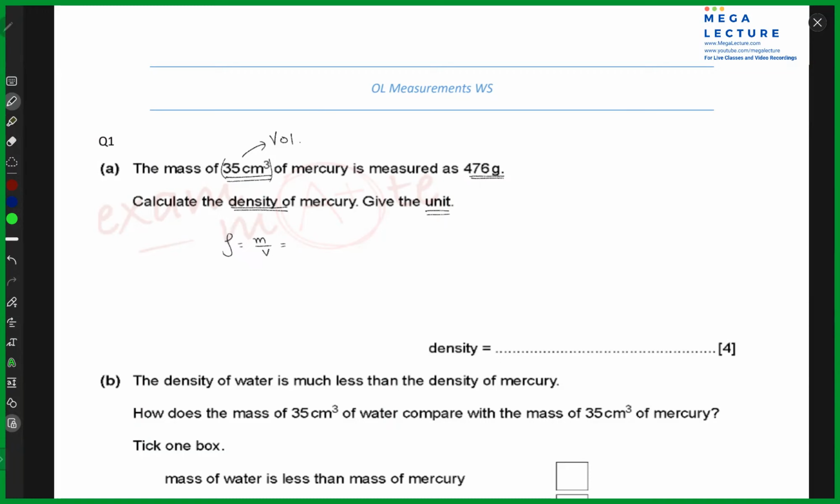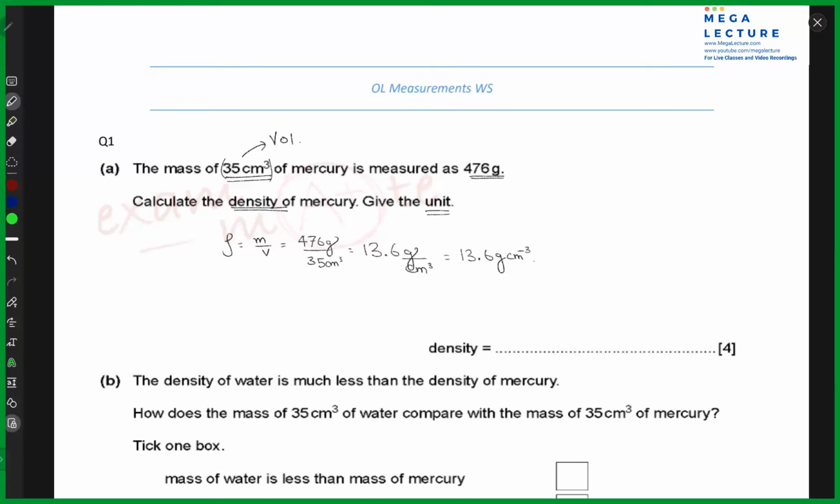So we're given the mass, right? And that's simply 476 grams divided by, this is the volume, 35 centimeters cube. Now, if you do the math, this turns out to be 476 over 35, right? So it's almost 13.6, right? 13.6 grams per centimeters cube. Another way of writing this is 13.6 grams centimeter minus 3, right?